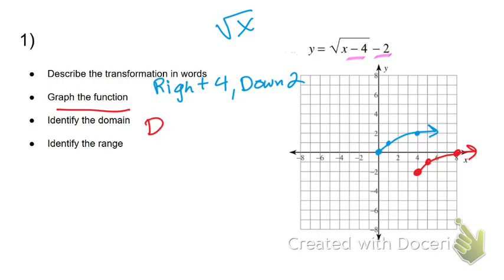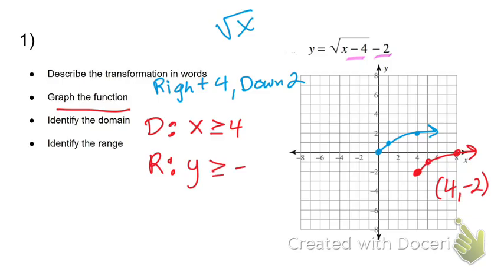I want the domain of my new graph. So x is going to be greater than or equal to 4, because that's my locator point. It's at 4, -2, or it's my lowest point. Then my range is going to be y is greater than or equal to -2, because that's my lowest y value.